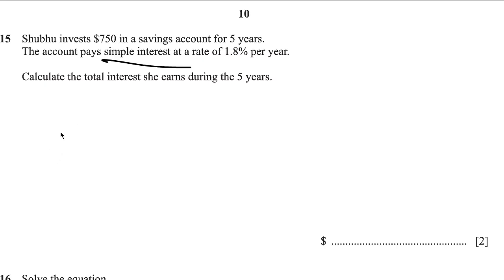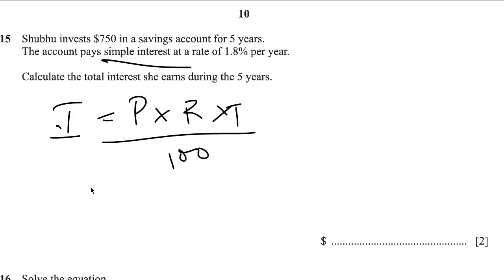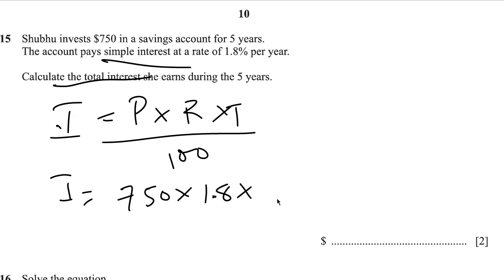And it's important you know that the simple interest formula says that the interest is equal to the principal times the rate times the time divided by 100, right? So we're looking for the total interest. So that's going to be I is equal to the principal. That's how much she invested, right? Or he invested. So that's going to be 750 multiplied by the rate, which is 1.8, right? And then multiplied by the time, which is 5 years, and then divided by 100. So we could cancel this out, right?